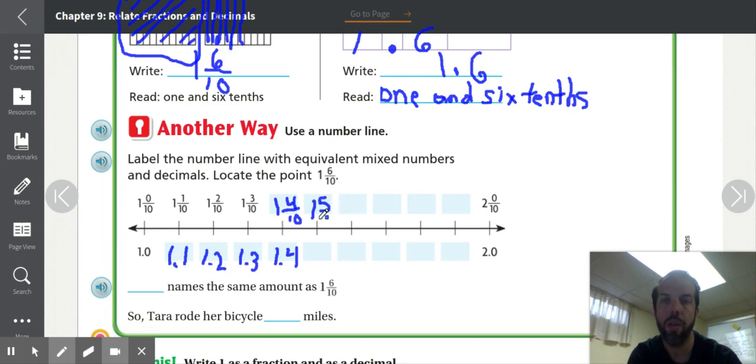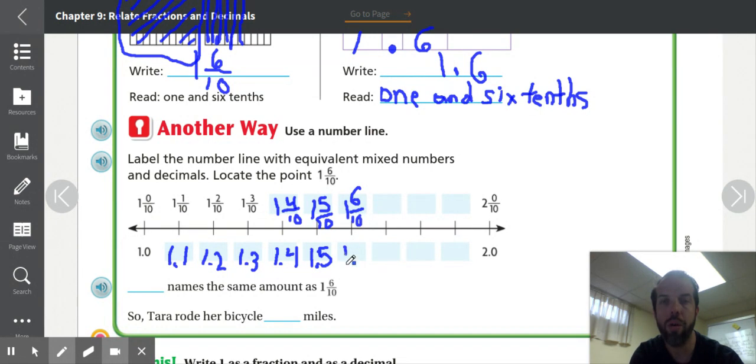1 and 5 tenths. That's a good one because it's the same as 1 and 1 half, right? Half of 10 is 5, so 1 half. 1 and 5 tenths, right? And looks like we're getting to the mixed number they wanted us to talk about, which was 1 and 6 tenths.